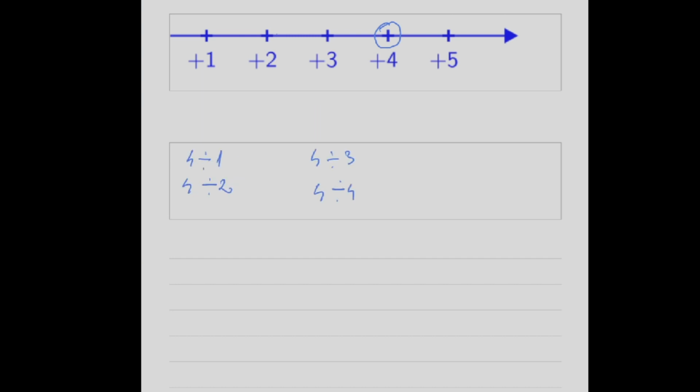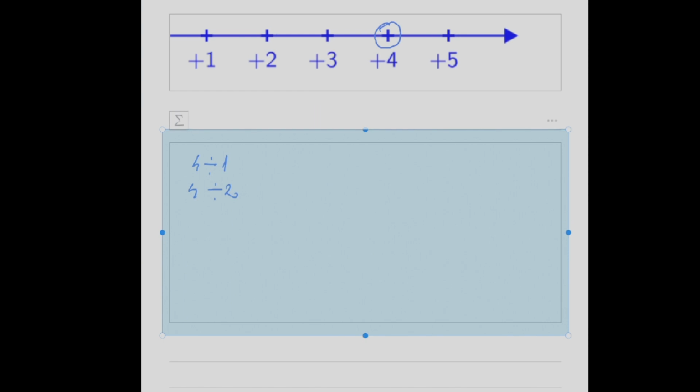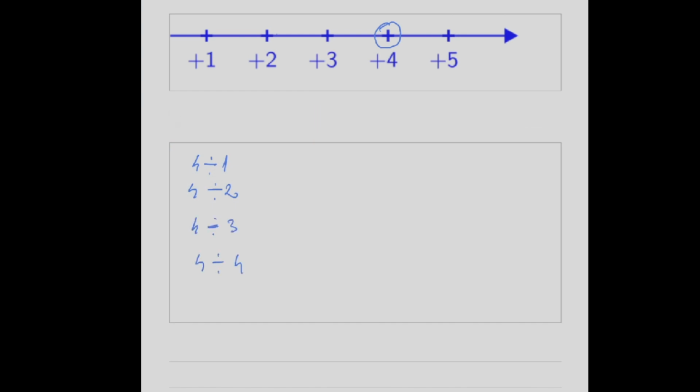I need to do it one by one. 4 divided by 1 is 4, evenly, that's okay. 4 divided by 2 is 2, evenly. And 4 divided by 3 is 1.333, which means it's not even. And 4 divided by 4 is 1. We have the number 4 divided by itself, it's 1.